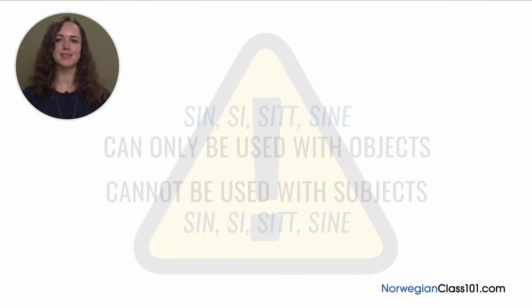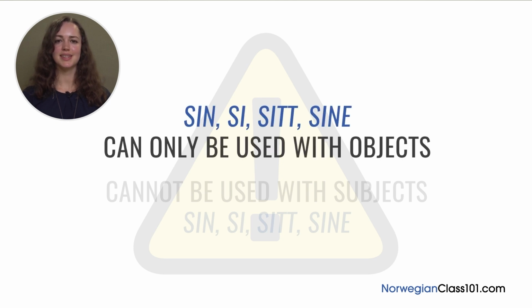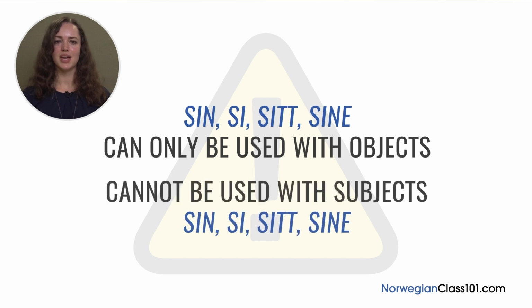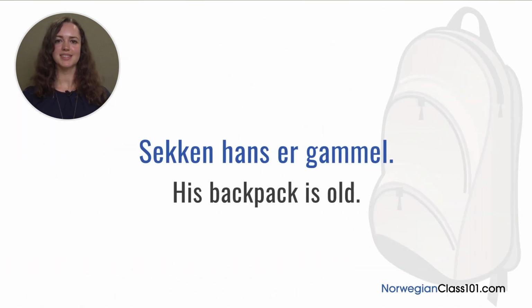Before we close up this lesson, it's important to know that you can only use sin, si, sitt, and sine with objects. You cannot use sin, si, sitt, and sine with subjects. Here's an example. Sekken hans er gammel, meaning his backpack is old. In this sentence, the noun sekk, meaning backpack, is the subject, so you can't use sin.